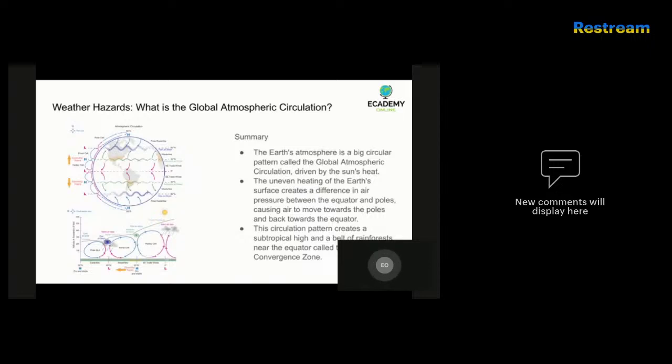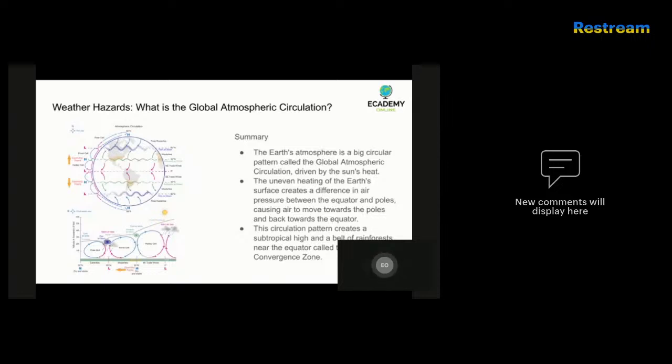So when the sun's rays hit the Earth, they warm the surface of the planet, but the Earth's surface isn't heated evenly across. Some parts of the planet, like the equator, get a lot more direct sunlight and therefore become a lot hotter than other places, such as the poles. So the difference in the temperature causes a difference in air pressure between the equator and the poles. Air naturally flows from areas of high pressure to areas of low pressure.